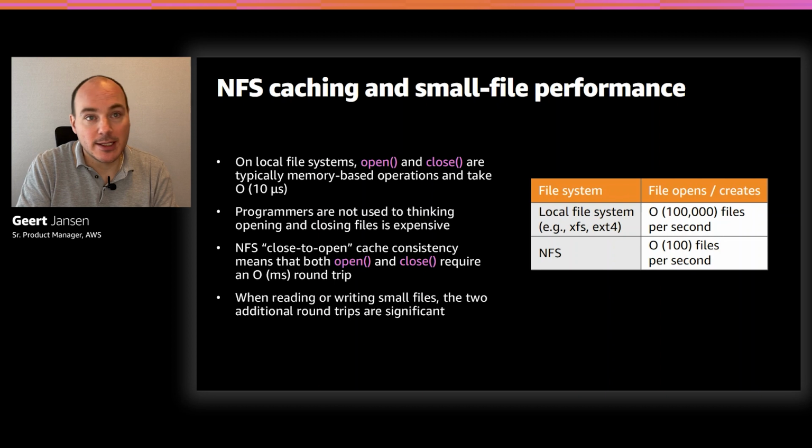Now, this is indicated in the table here on the right. I just created a simple benchmark that tries to open as many files as possible for existing files and also for file creates. And you can see that on a local file system, you get a performance of approximately 100,000 or so files per second. It's a little bit lower on the create side, typically a little bit higher on the open existing side, but that's the order of magnitude. While for NFS, it is on the order of magnitude of 100. Again, higher for reads. On EFS, it's a little bit lower, roughly 90 for creates, but that's the order of magnitude.